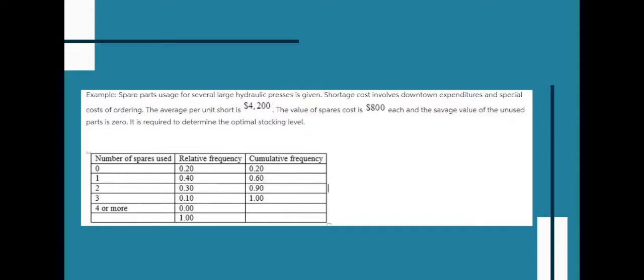Here is the spare usage. The number of spares used is 0, 1, 2, 3, 4 and more. The relative frequency is 0.20, 0.40, 0.30, 0.10, 0.001. And the cumulative frequency is 0.20, 0.60, 0.90, and 1.